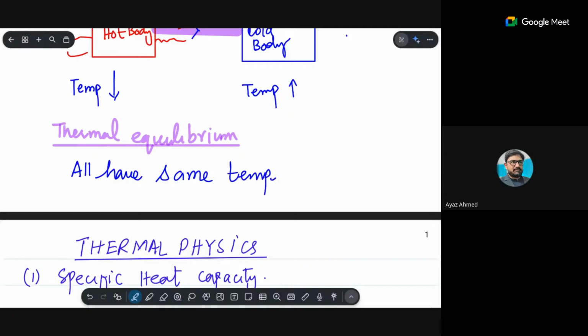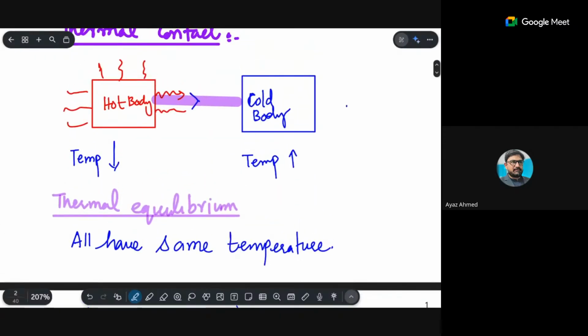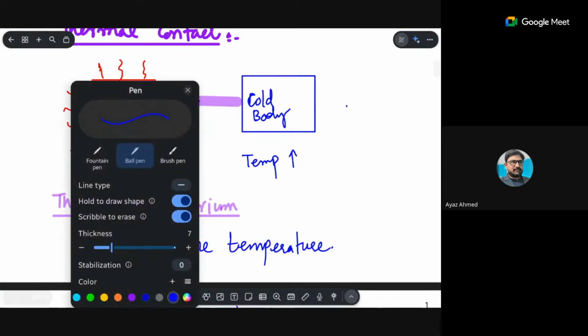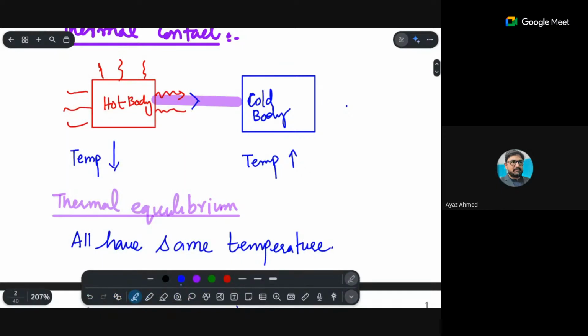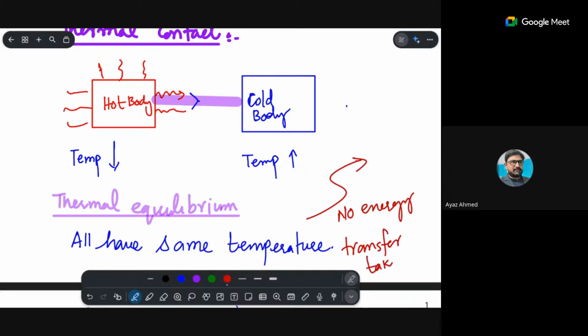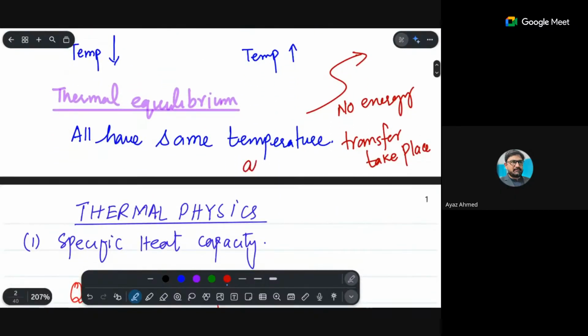Is this clear to everyone? Are you getting my point? That stage is called thermal equilibrium. Beyond thermal equilibrium, no energy transfer takes place. Beyond or at thermal equilibrium, no energy transfer takes place. So this is the background I needed to give you.